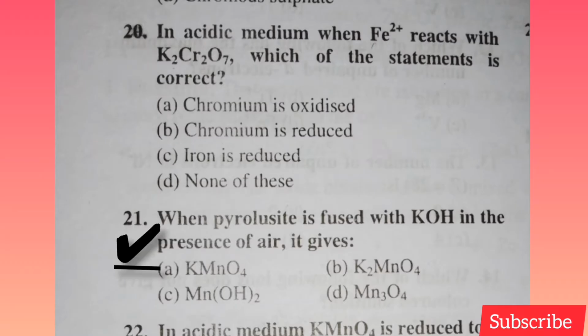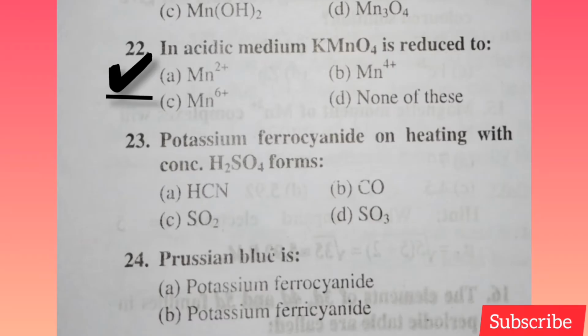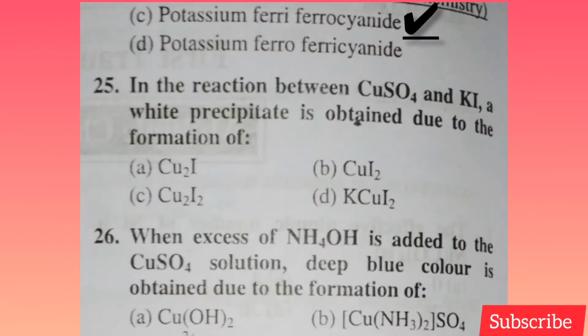When pyrolusite is fused with KOH in the presence of air, it gives K2MnO4, option B is correct. In acidic medium KMnO4 is reduced to Mn2 positive, option A is correct. Potassium ferrocyanide on heating with concentrated H2SO4 forms SO2, option C is correct. Prussian blue is potassium ferrocyanide, option C is correct.